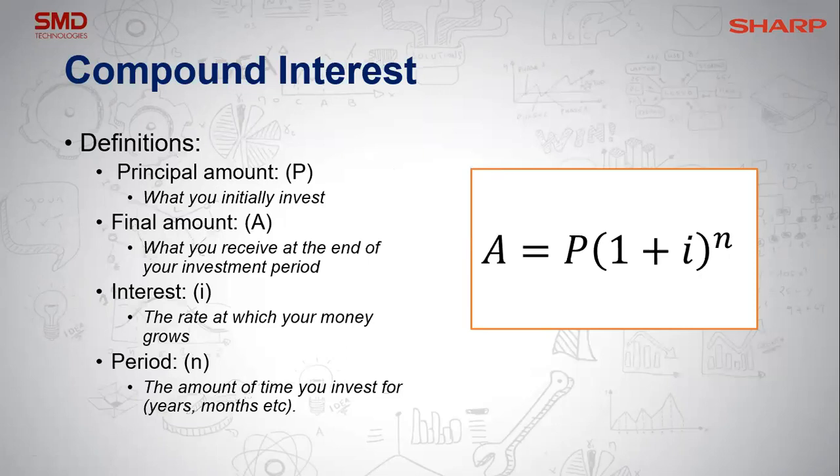Now, compound interest differs. The definitions are exactly the same, but your formula is different. So instead of having your n flat on the ground, your n is now an exponent, okay? And that changes things a lot for you.